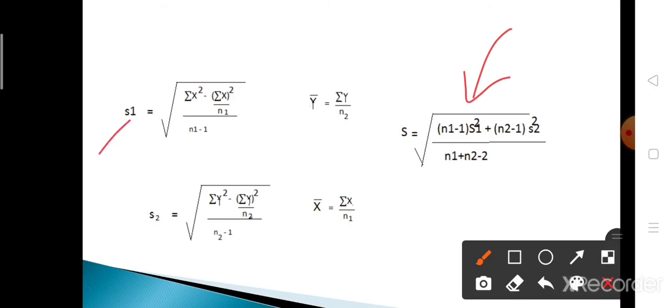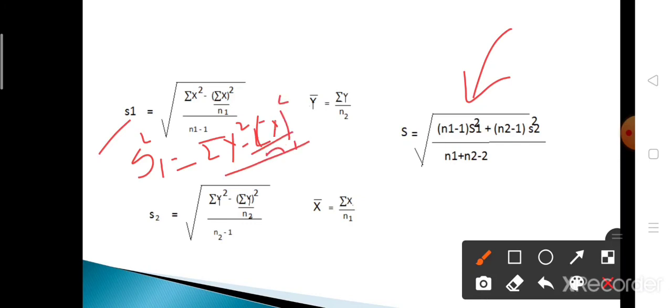How to calculate S1? The formula is the square root of summation x square minus (summation x) whole square upon n1, whole divided by n1 minus 1. Then what is S1 square? S1 square is nothing but the quantity without the square root, that means summation x square minus (summation x) whole square divided by n1, whole divided by n1 minus 1. Same for S2 square, just replace x by y, and instead of n1 just write n2.